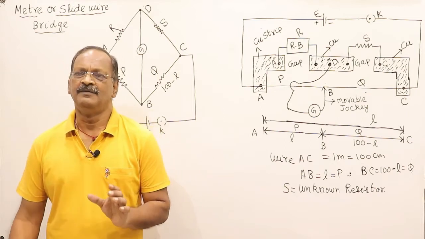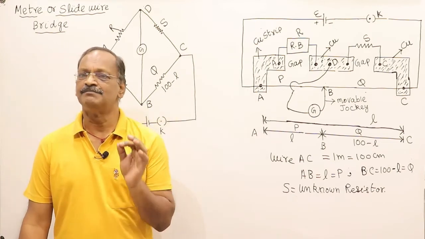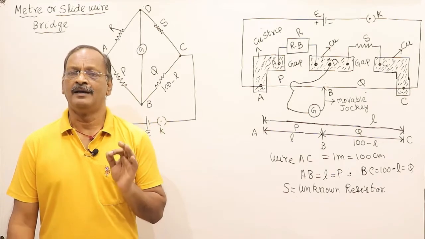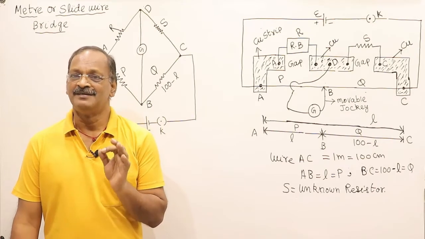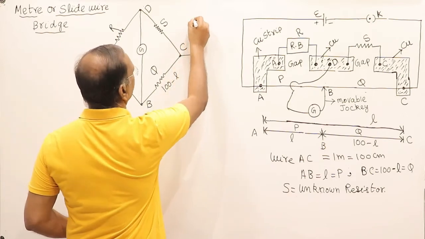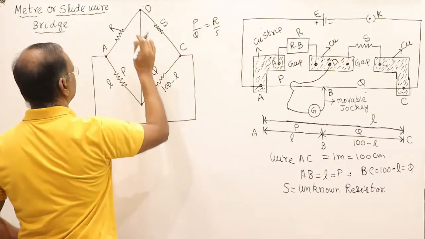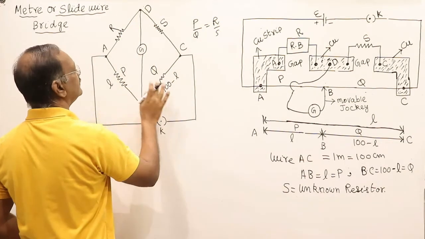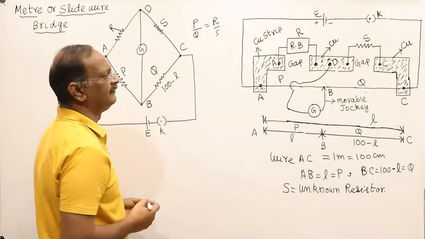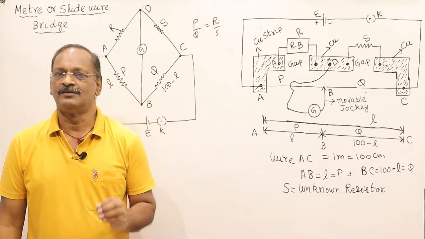Today's topic is the meter bridge, or slide wire bridge. We must already have seen the Wheatstone bridge. This instrument is the simplest practical application of the Wheatstone bridge to measure an unknown resistance. When the bridge is under balanced condition, we use the formula P by Q is equal to R by S. That is, P divided by Q is equal to R divided by S. This is the basics of the meter bridge, which is nothing but a Wheatstone bridge.